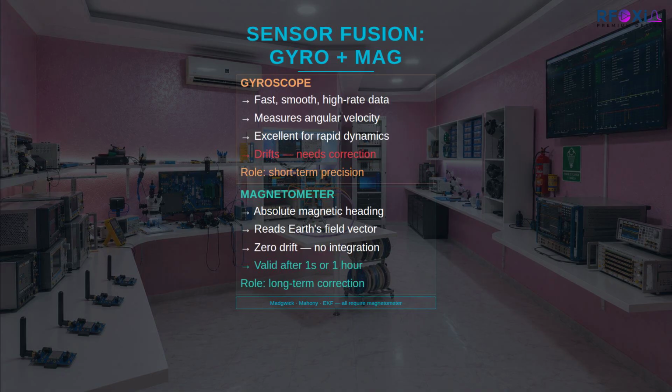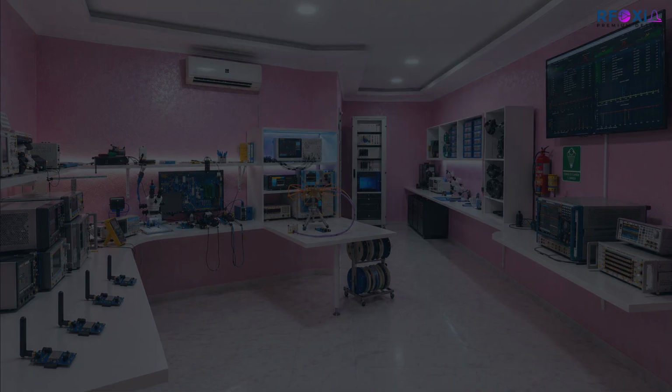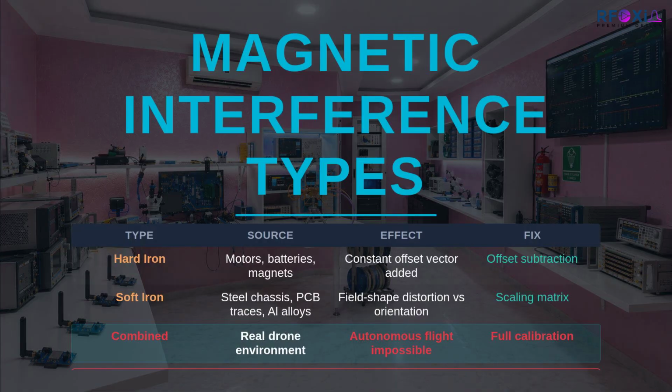In a drone, both types are present. The motors alone generate significant hard iron distortion. If you mount a magnetometer on a drone and read it without calibration, the heading data is wrong by a margin that will make autonomous flight impossible. Not inaccurate, wrong. Calibration corrects for this.